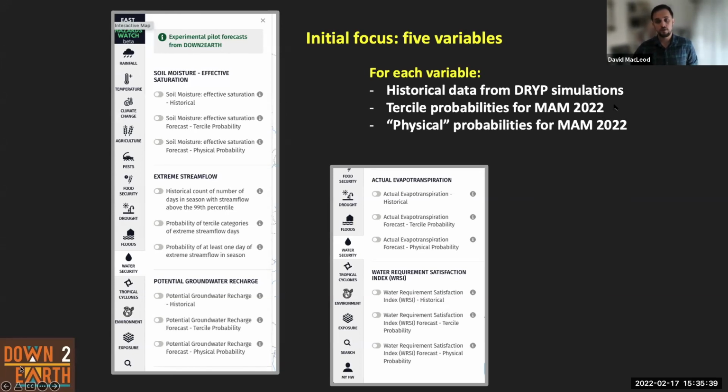And we've also currently got on there forecasts for a few past seasons, so for OND 2021 and for MAM 2021 as well. As well as the tercile probabilities, there's a physical probability layer, which represents the physical probability forecasts, which we discussed already. So let's have a look at each of those in turn. Firstly, the historical data.